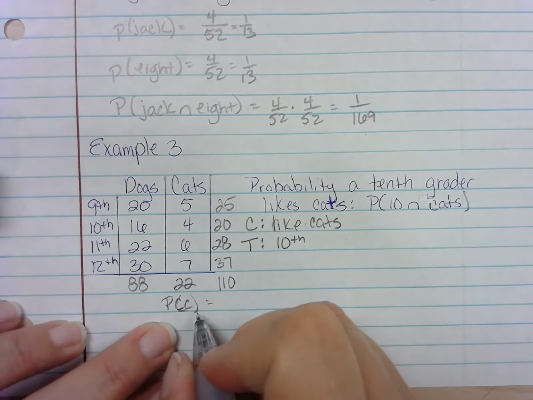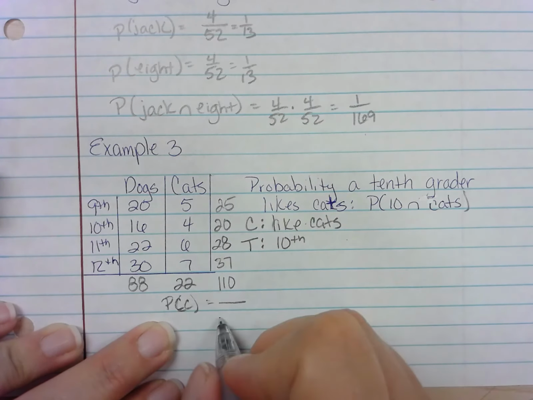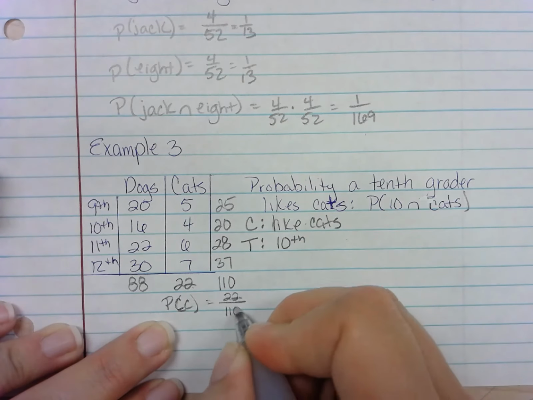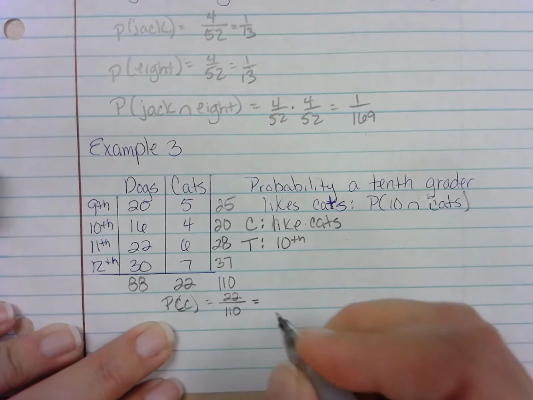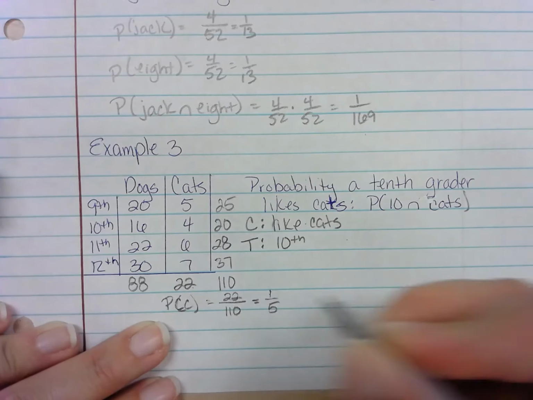So we find the number of people who like cats. How many people like cats? 22 people like cats. And that's over the 110 people that were surveyed. And that's going to simplify to 1/5.